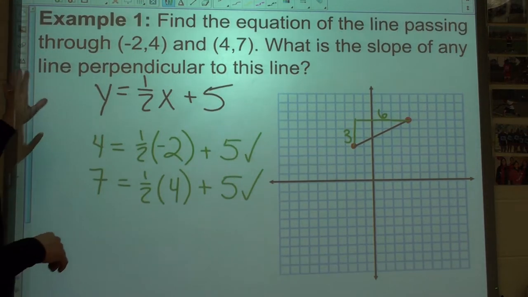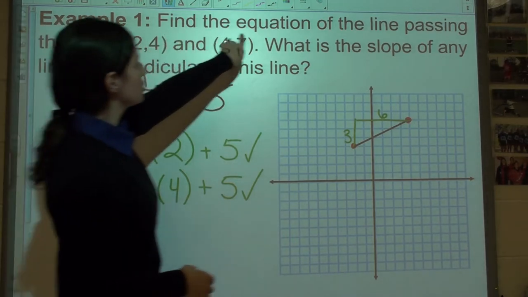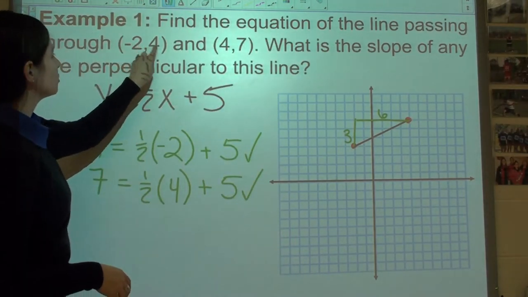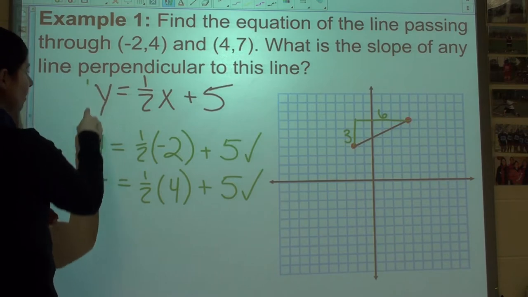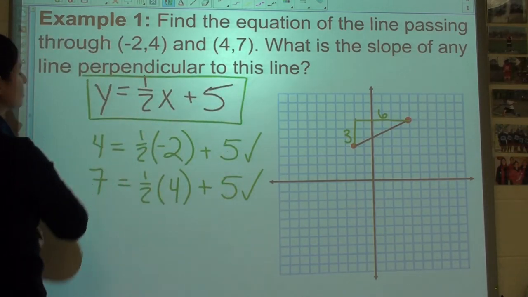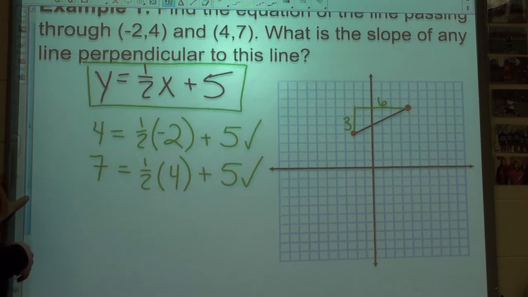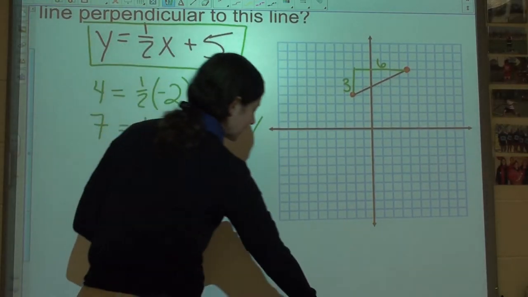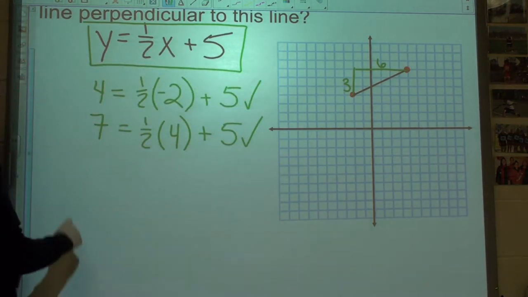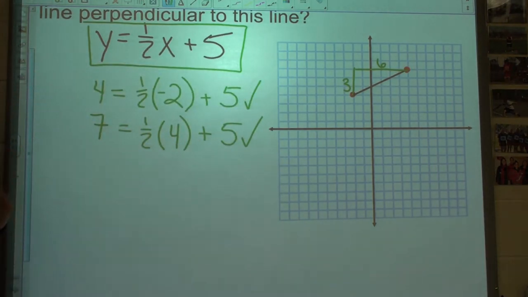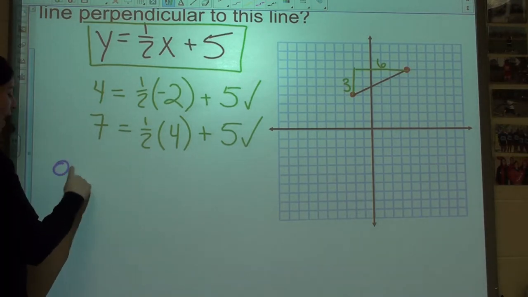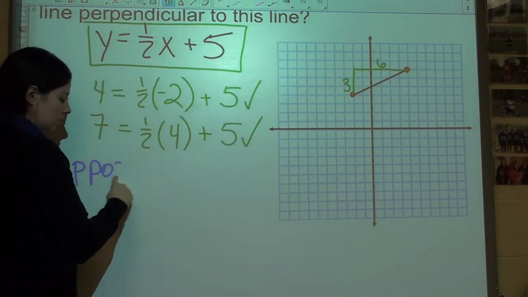Now, for the second part of the question, it said find the equation of the line passing through the points negative 2, 4, and 4, 7. We've got that right here: y equals 1/2 x plus 5. What is the slope of any line perpendicular to this line? So hopefully you were listening when I said earlier, perpendicular lines form right angles. They intersect to create right angles. And their slopes are going to be opposite reciprocals.